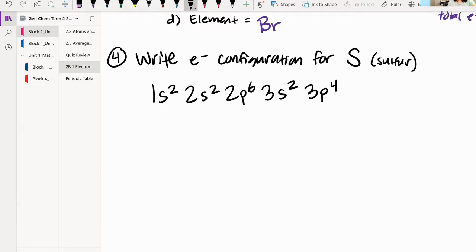So ask yourself, is that right? What's one way we can check our answer? Remember the thing about the exponents. If you add all those exponents, it tells you the total number of electrons. If I added all of these, I should get the atomic number for sulfur. So 2 plus 2 is 4, 10, 16. I get 16 for the total, and that matches the atomic number for sulfur.